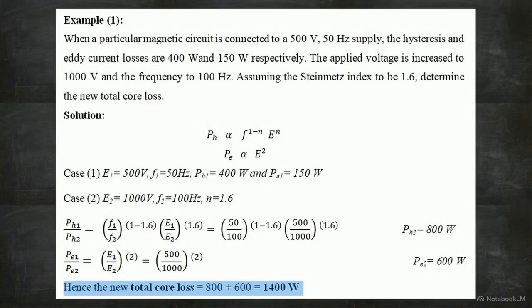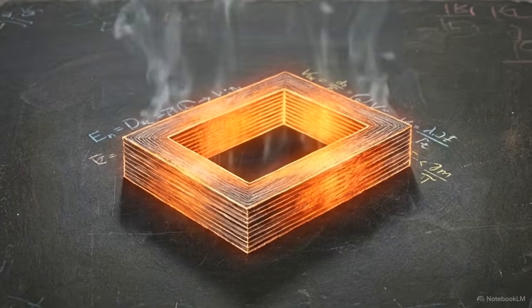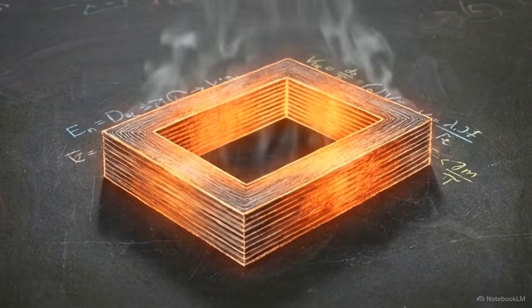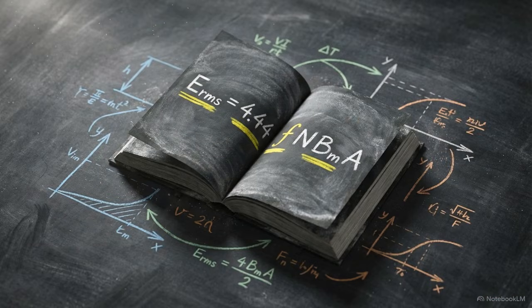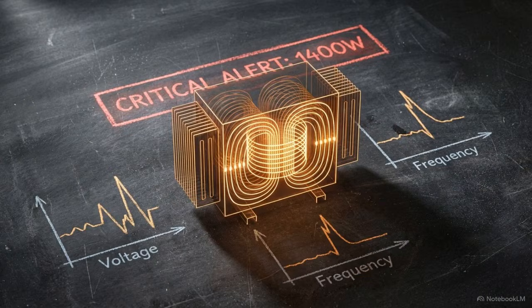As highlighted at the bottom of the page, we add the 800-watt hysteresis loss to the 600-watt eddy current loss. This gives us our final value. The system is now generating a total of 1400 watts of core loss. That represents a massive increase in thermal energy trapped inside the metal core, pushing the system hard toward its physical limits. By tracing the equations back to their origins, we avoided the pitfalls of simple memorization. Knowing exactly how these variables interact is the most reliable way to accurately predict a system's failure point when operational conditions suddenly change.